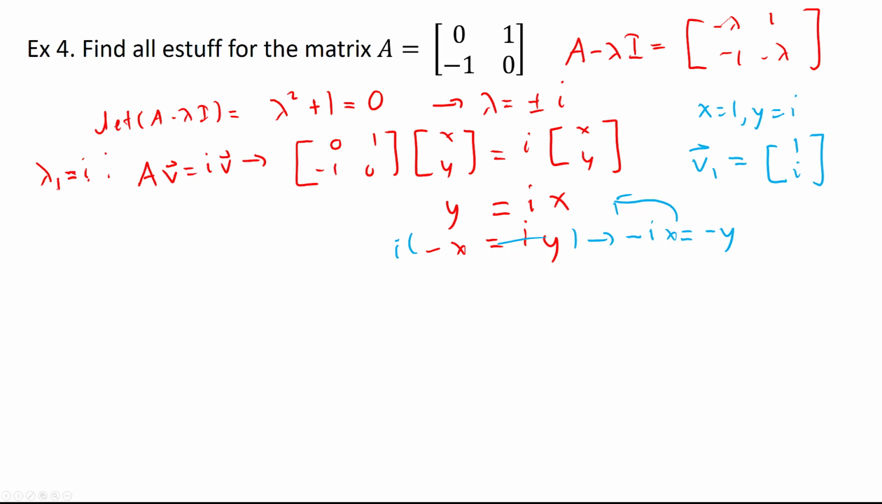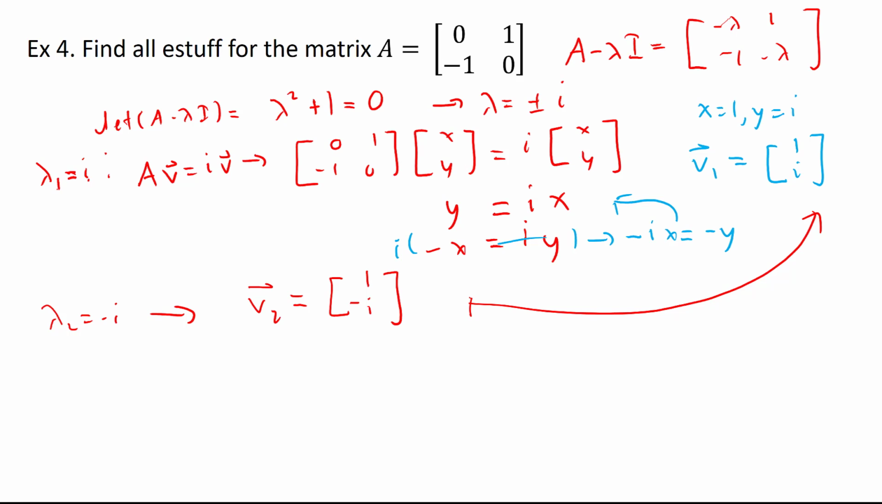A similar procedure, which we'll let you repeat as the watcher, will show that if you take lambda 2 equals negative i, then a representative eigenvector would be (1, negative i). In fact, when dealing with complex eigenvalues, the 2 eigenvectors corresponding to complex conjugate eigenvalues should also be complex conjugates of each other, which is a good way to check that you've done the right arithmetic in such scenarios.